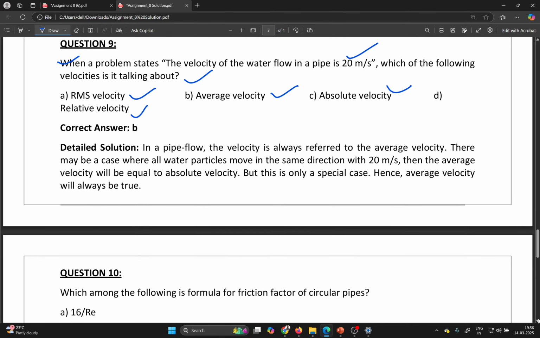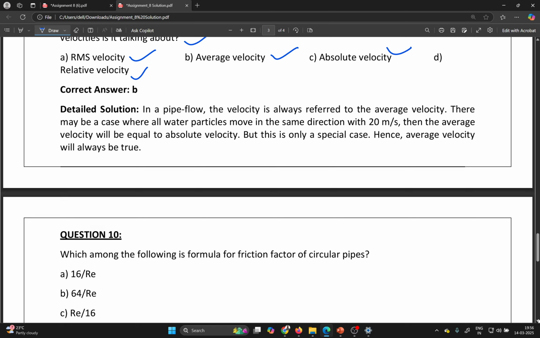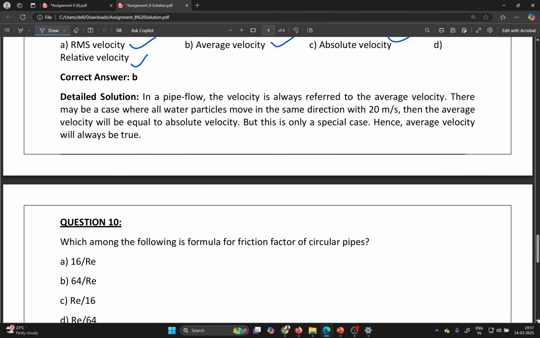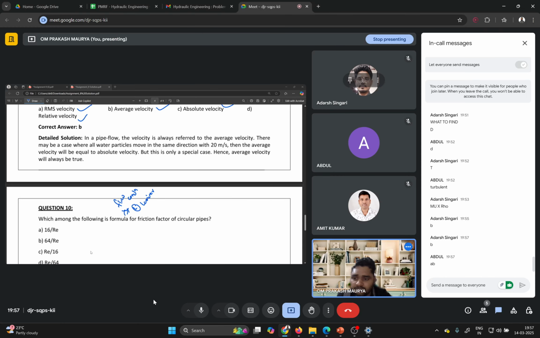Which among the following is the formula of friction factor of a circular pipe? So remember, here we are talking about the flow condition being laminar. The flow condition is laminar for this question. Now you just try to give your answer. The friction factor for question number 10.